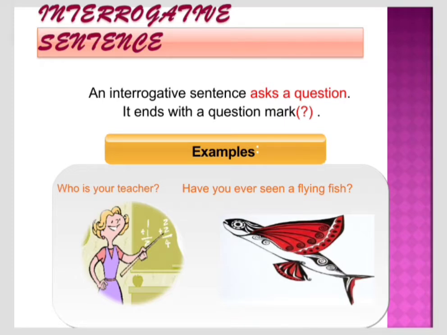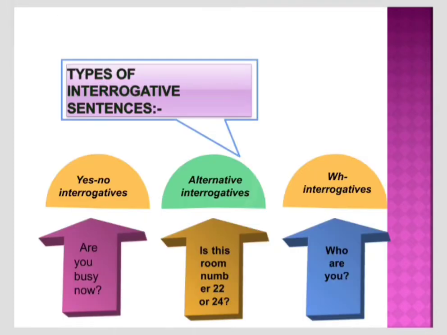Now, interrogative sentences are also of different categories. First category is of yes or no interrogatives, in which you start your sentence with a verb or a modal. For example, are you busy now? So answer to this question can be yes, I am busy, or no, I am not busy. So such are the interrogative sentences, the first type, which is yes or no interrogatives.